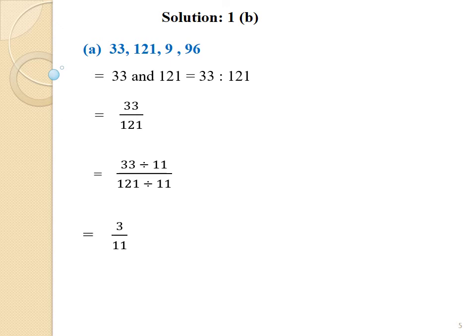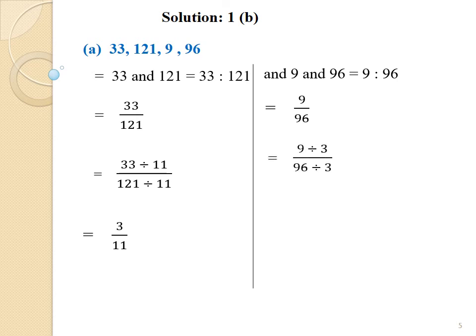Now let us write the second ratio as a fraction and reduce it in the simplest form if it is not in the simplest form. Thus, 9 and 96 equals 9 is to 96 equals 9 upon 96. Now, reducing 9 upon 96 in the simplest form by their HCF 3, we get 9 divided by 3 upon 96 divided by 3. Now dividing 9 by 3 and also 96 by 3, we get 3 upon 32.